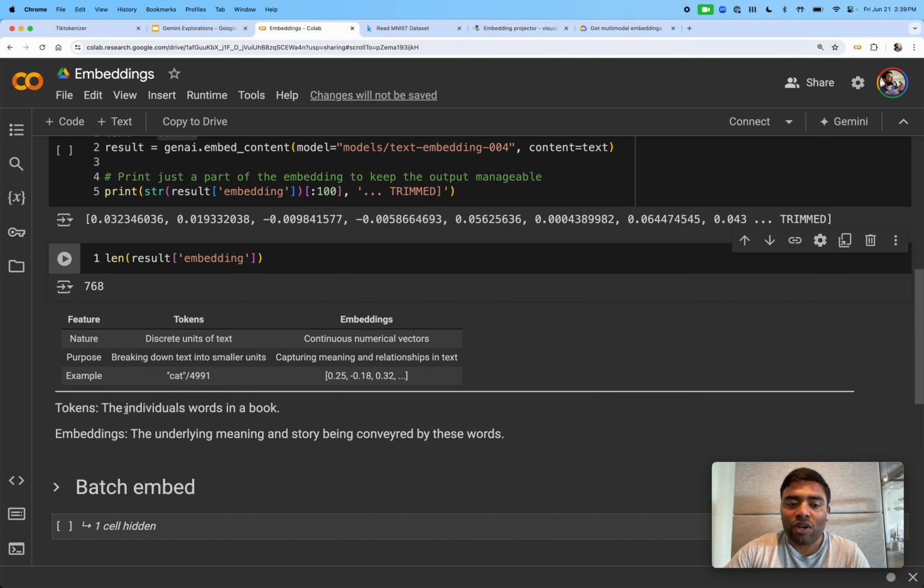Another way to think about this is that tokens are the individual words in a book, while embeddings are the underlying meaning and the story being conveyed by these words. My bad on the typo here.